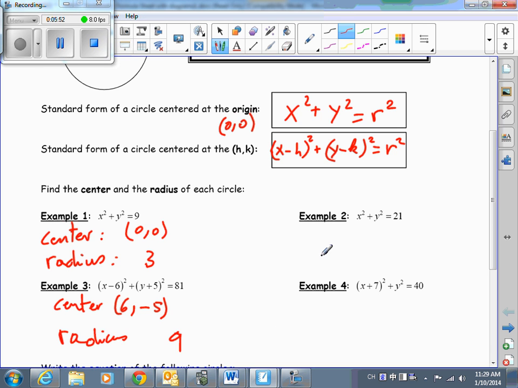9. Now, let's go ahead and do it as fast as we can. Steven, what's the center of example 2? Thank you, Jessica. 0, 0. Steven, back to you. This is a complicated one. What is the radius?